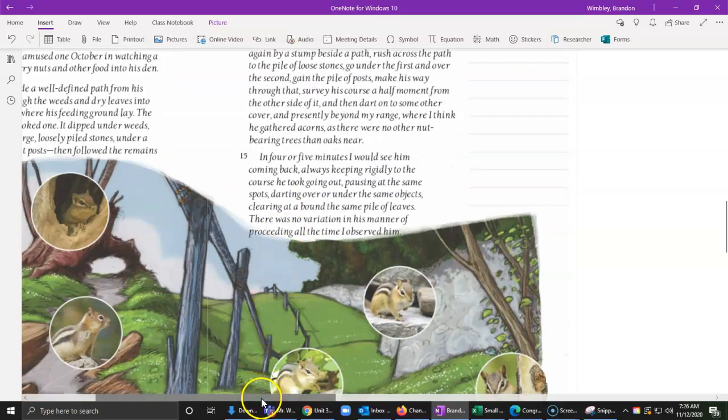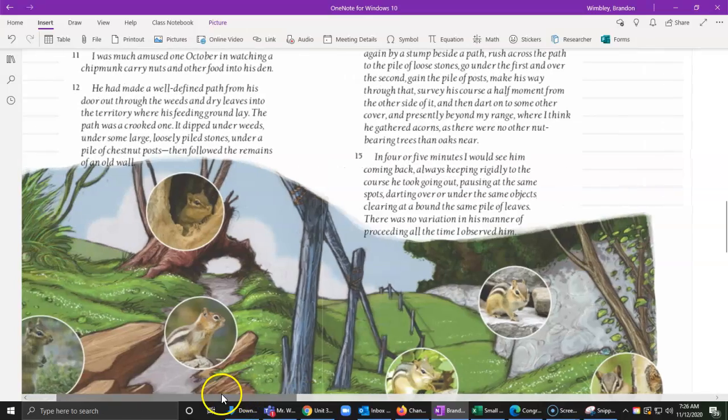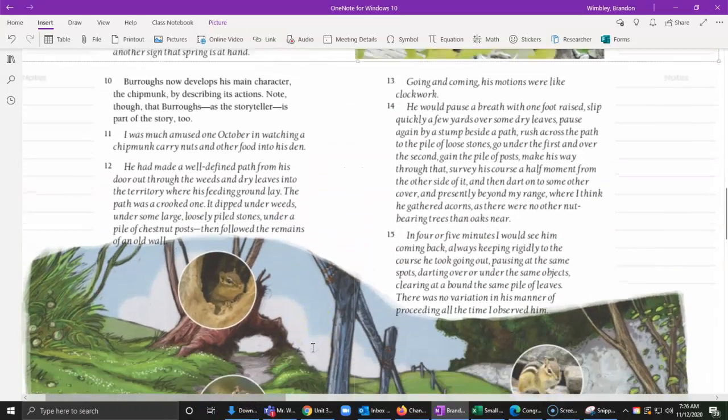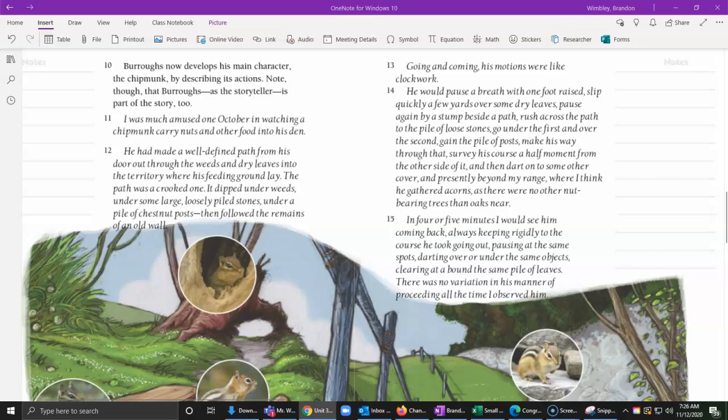So we're going to pick up with this story of the chipmunk and see what we can add as our key details. So starting in paragraph 10 is where we're going to pick up. So let me get my draw tools ready, starting right here. Burroughs now describes his main character, the chipmunk, by describing his actions. Note, though, that Burroughs, as a storyteller, is part of the story too.